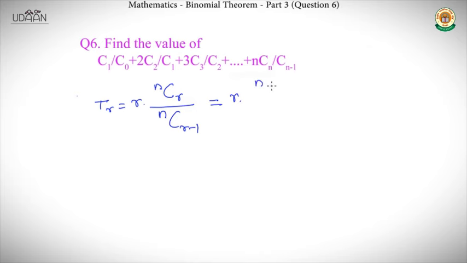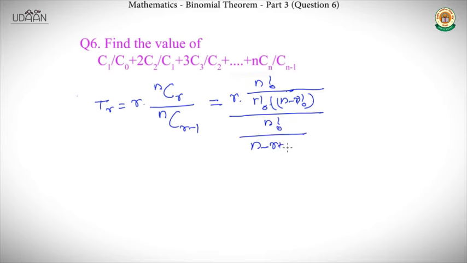Yes. n factorial by r factorial into n minus r factorial. That is the formula of nCr. And in the denominator, n factorial by n minus r plus 1 factorial into r minus 1 factorial. So if we simply simplify this, we will get n minus r plus 1 in the numerator and 1 in the denominator after cancelling all this. Exactly, by simply manipulating the terms you get this value.